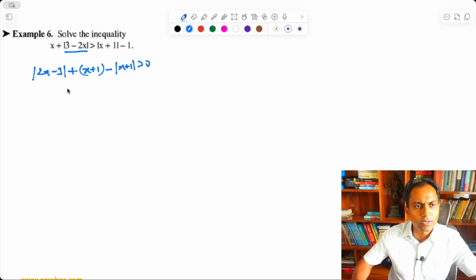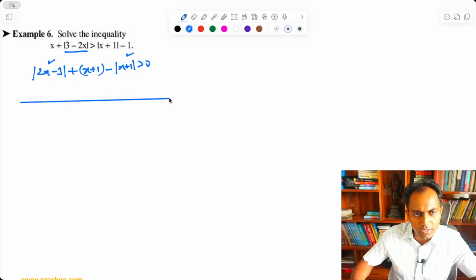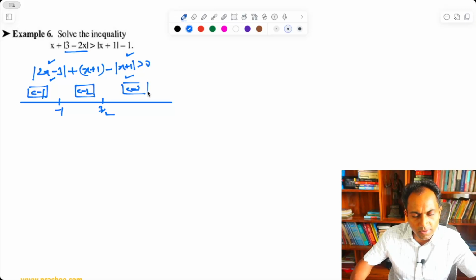Now, we will have to interpret this because there are too many mods to apply the condition, or the technique, that we just learned. So, we will have to make cases. How to make cases? The technique is very simple. Whatever is inside, put that equal to 0. Whatever is inside this mod, let us also put that equal to 0. So, you have got case 1: smaller than -1, case 2: between -1 and 3 by 2, and case 3: greater than 3 by 2.